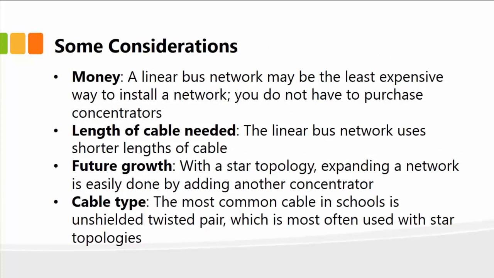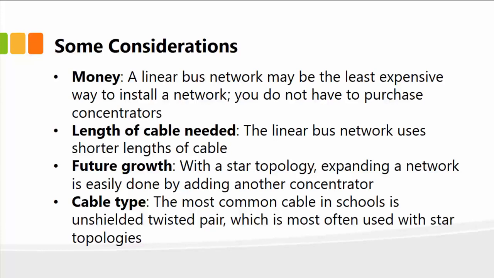Here are some of the important considerations. For example, first one is the money. A linear bus network may be the least expensive way to install a network, and you don't have to purchase concentrators or switches or hubs. The length of the cable: the linear bus network uses shorter lengths of cable. As far as future growth is concerned, with the star topology, for example, expanding a network is really easy.